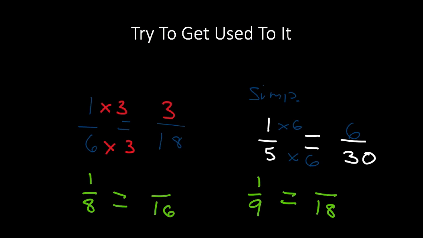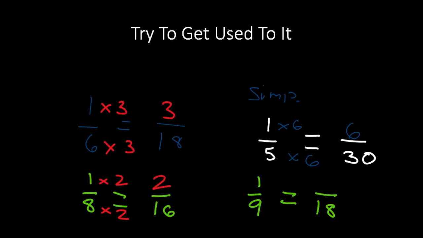1/8. What did it take to get to 16? Well, we can multiply 8 times 2 to get to 16. That means we multiplied by 2 on the bottom to get to 16. That means we have to multiply by 2 on the top. So times 2. 1 times 2 equals 2. So our fraction here would be 2/16. Now that is not the simplified version. The simplified version is 1/8. This is the fraction we got to simplify to 1/8.